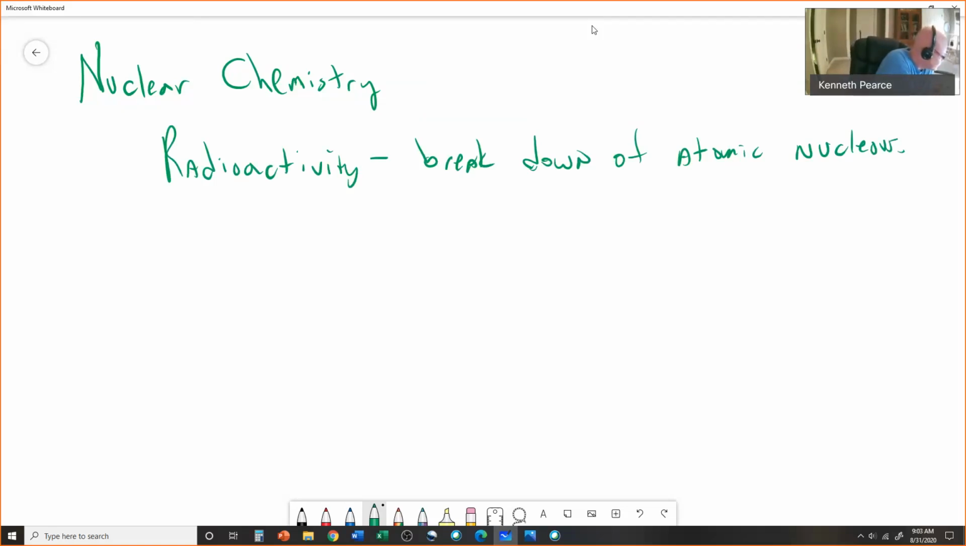Now, when you have the atomic nucleus breakdown, it produces atomic radiation or particles. And so there are four different kinds of particles that we generally concern ourselves with. And the first thing that we have, and we need to know the symbol, the name, and what they are, is what's called alpha.